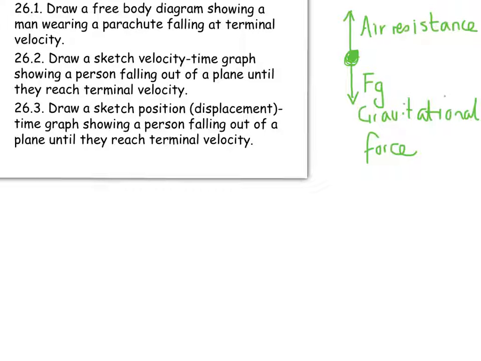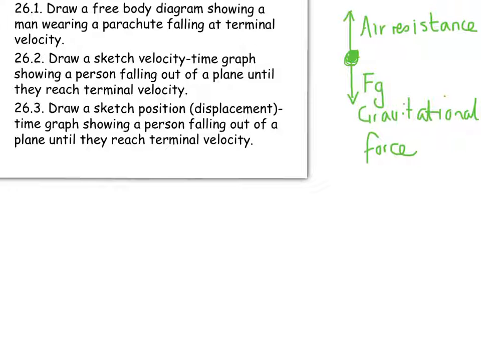Now what's important is that if he is moving at terminal velocity, then you have to make these two arrows the same length, showing that they are exactly the same magnitude of force, balancing out to zero acceleration.